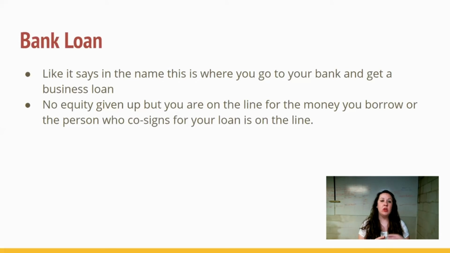And with a bank loan, you don't have to give up equity, but you are on the line for the money that you borrow from the bank, or in some cases, if you get somebody to co-sign for you. So say, for example, your credit isn't good enough to get a bank loan, but your mom or your cousin or a business friend has good enough credit, then they can actually co-sign for you, and you still get the money, but they're actually on the line for it. So again, be cautious moving forward with that, but it is definitely a good option if you need it.